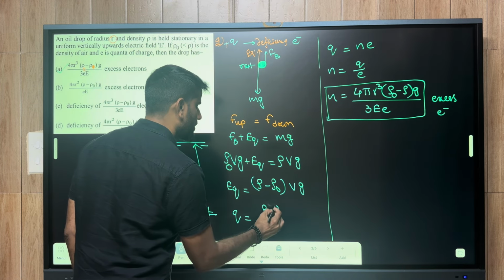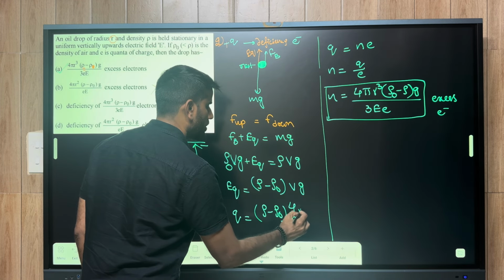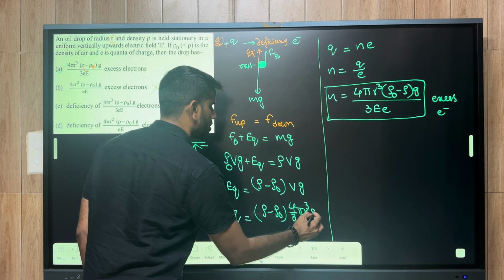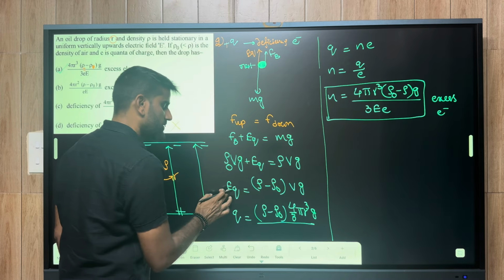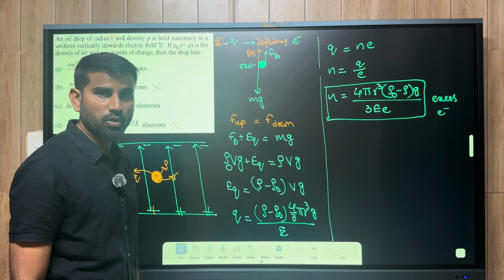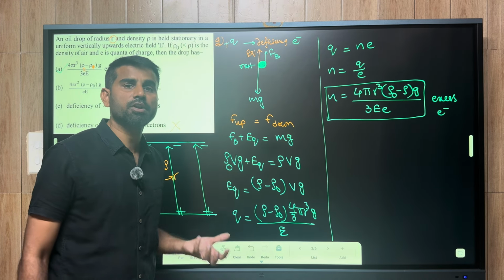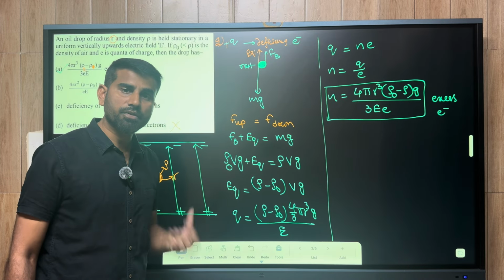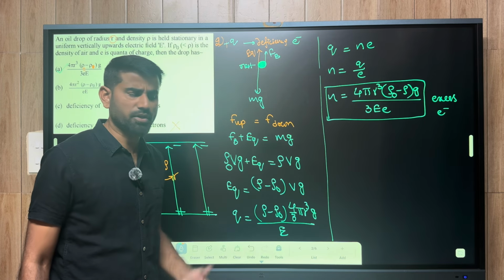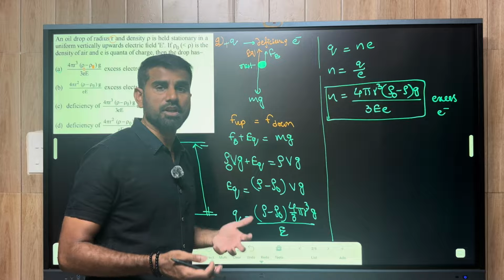Q is equal to rho minus rho naught. Volume of the object is 4 by 3 pi small r cube g by, if I take this electric field to that side, it will come in the denominator. As we are not asked to find the total charge, rather we are asked to find the number of electrons, deficiency or excess amount of electrons. We are going to find the number of deficient electrons.